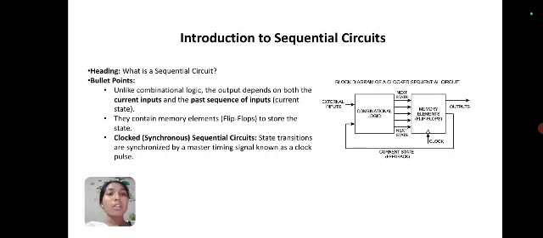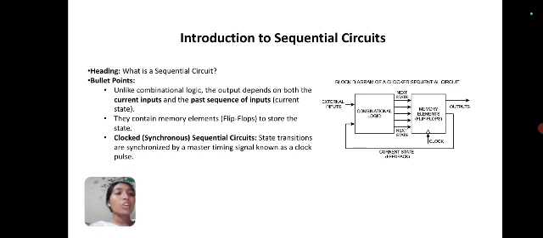Unlike combinational logic, the output depends upon both the current input and the past sequence of inputs. They mainly use flip-flop elements to store the state. A clocked sequential circuit is also known as a synchronous sequential circuit. States are synchronized based on timing signals known as the clock pulse.